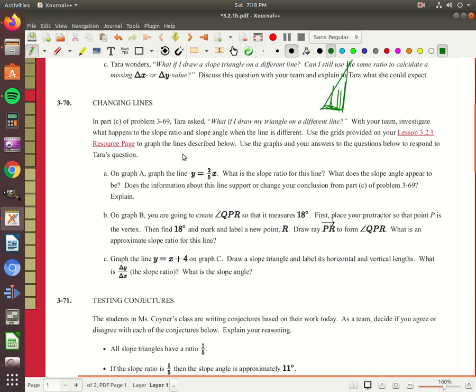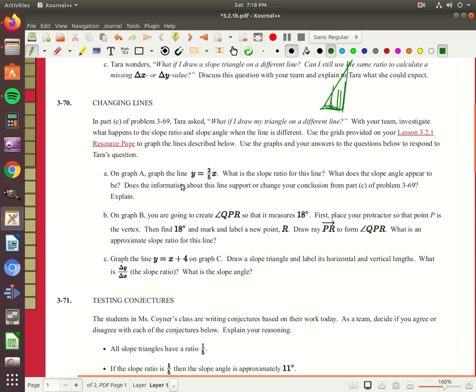All right, so changing lines. In part C of problem 3-69, Tara asks, what if I draw my triangle on a different line? With your team, investigate what happens to the slope ratio and slope angle when the line is different. So use the grids provided in your resource page to graph the lines described below, and use the graphs and your answers to respond to Tara's question.